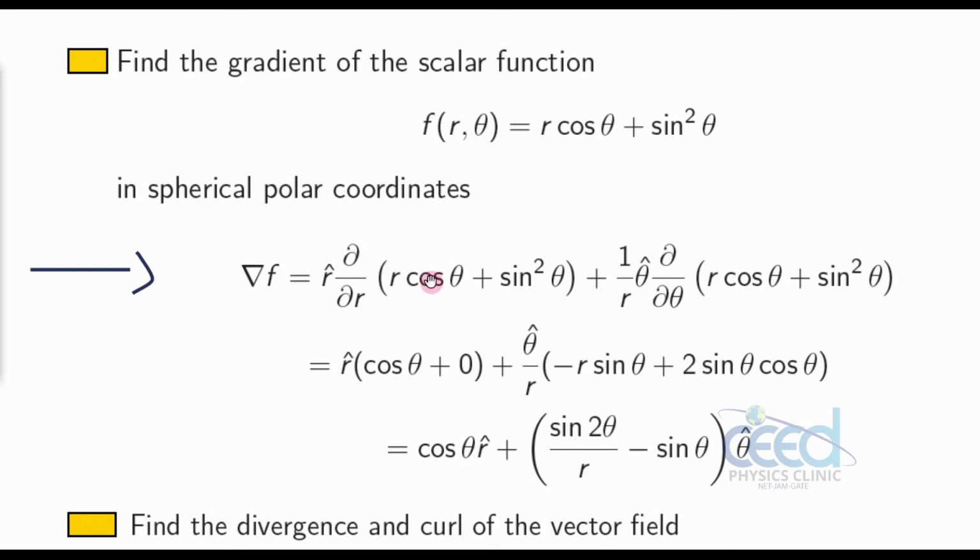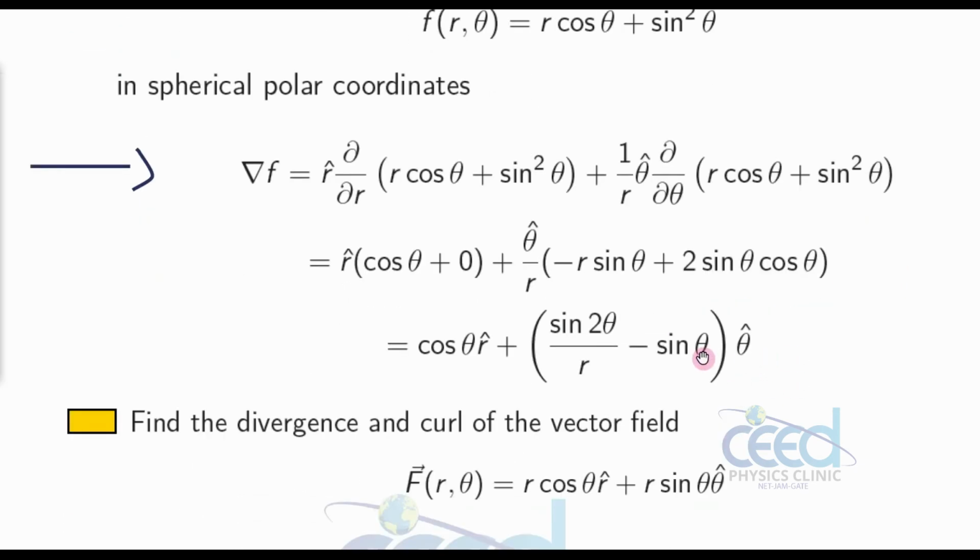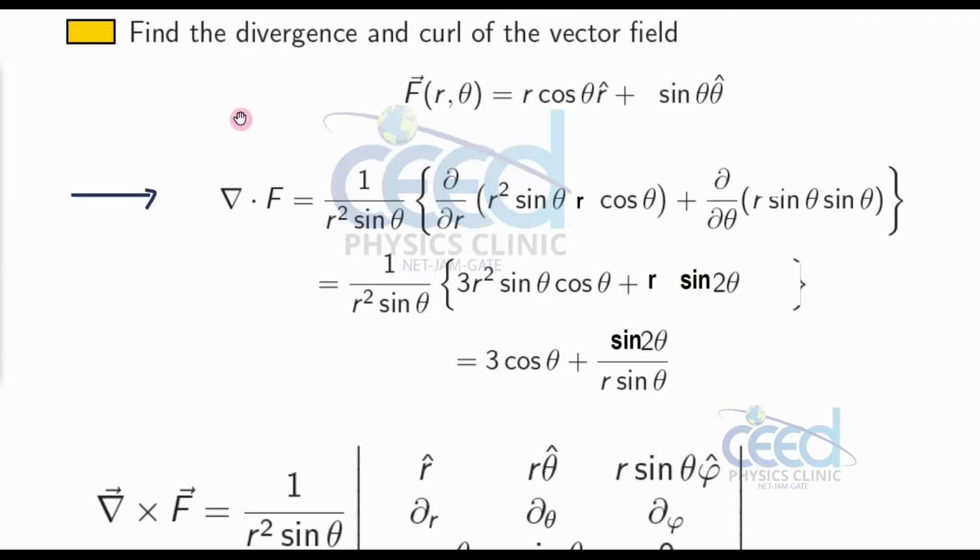So you can plug in this function value here, that is r cap ∂/∂r. When you differentiate with respect to r, I have cos θ here. Okay, with respect to r, sin²θ is 0. Cos θ taken out, and when you do r, that is 1. Here θ cap by r into, with respect to θ, cos θ on doing gives minus sin θ. Okay, so minus r sin θ here, sin²θ on doing gives 2 sin θ into cos θ. Okay, so when you simplify you will get like this. Okay, let us do another problem.